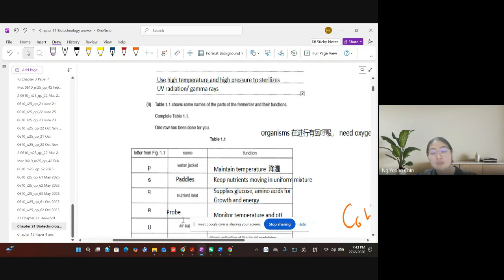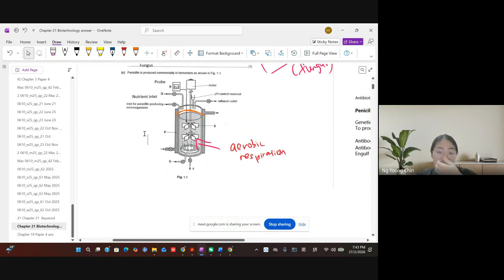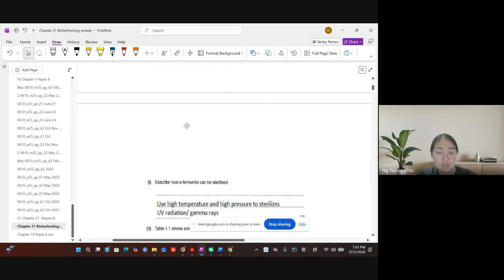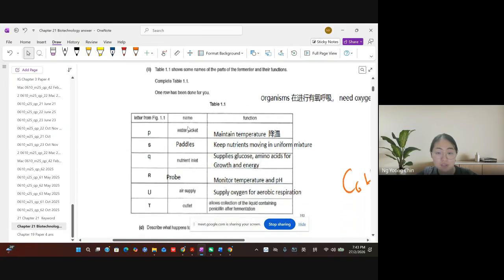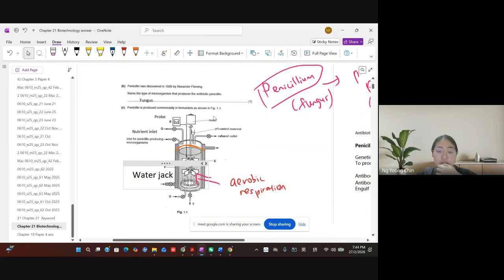And for this one, you need to compare the structures. So the water jacket, this part, is to maintain the temperature. This one, water, to maintain the temperature.